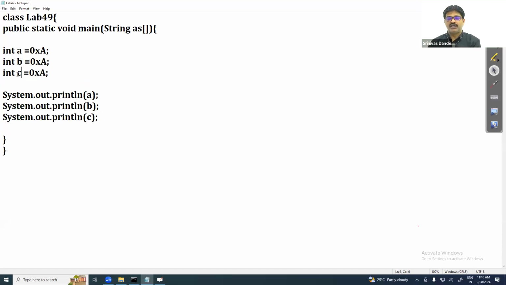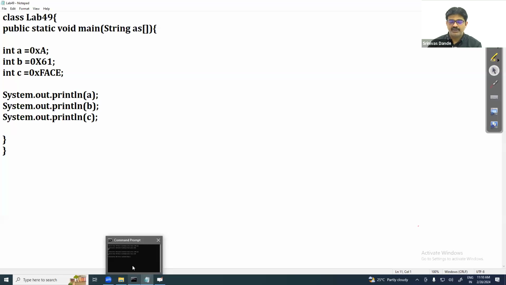So I'll just declare two more things and you see. In 0x, the x can be small or capital. Above I used small, here I am using capital. 61. FACE, face allowed. I think face is allowed, right? This is one number. It converts all into decimals and shows that. This is 49.